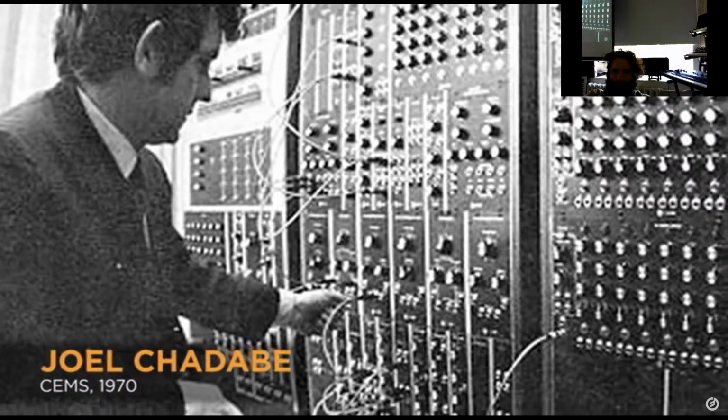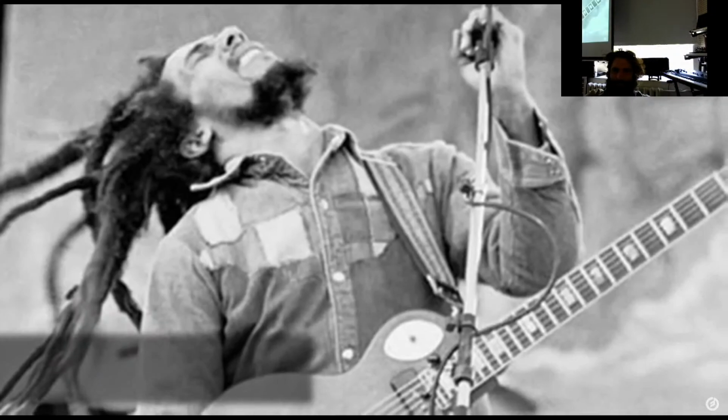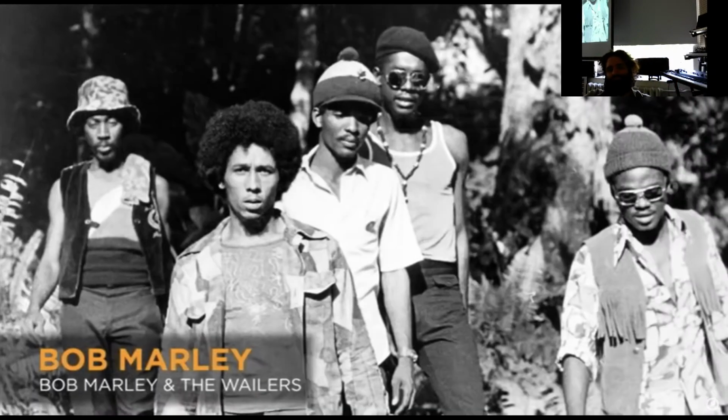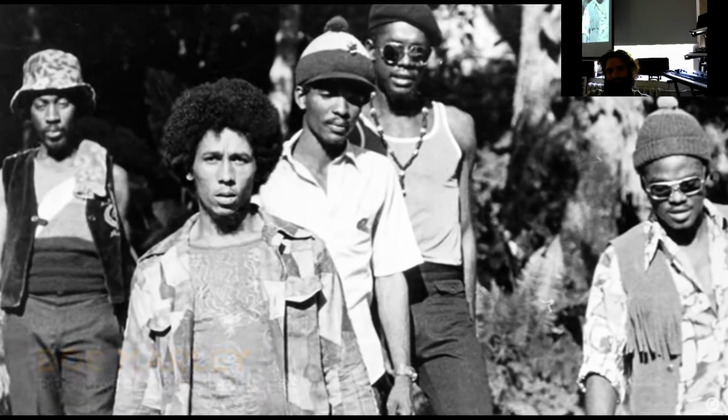But it wasn't just musicians who were interested in the future that turned to the Mini Moog for its sound. Reggae superstar Bob Marley brought the Mini Moog to his flavor of roots music when the band first turned up in the UK to perform on the BBC.